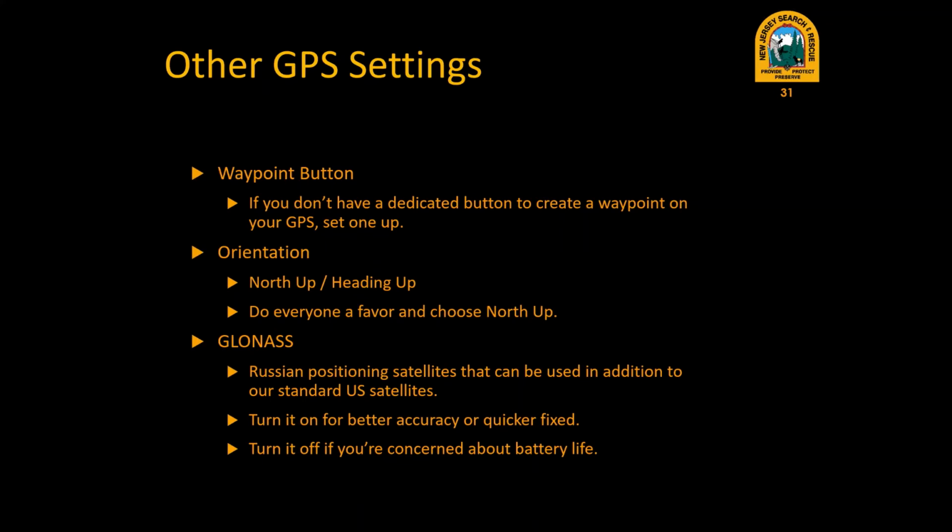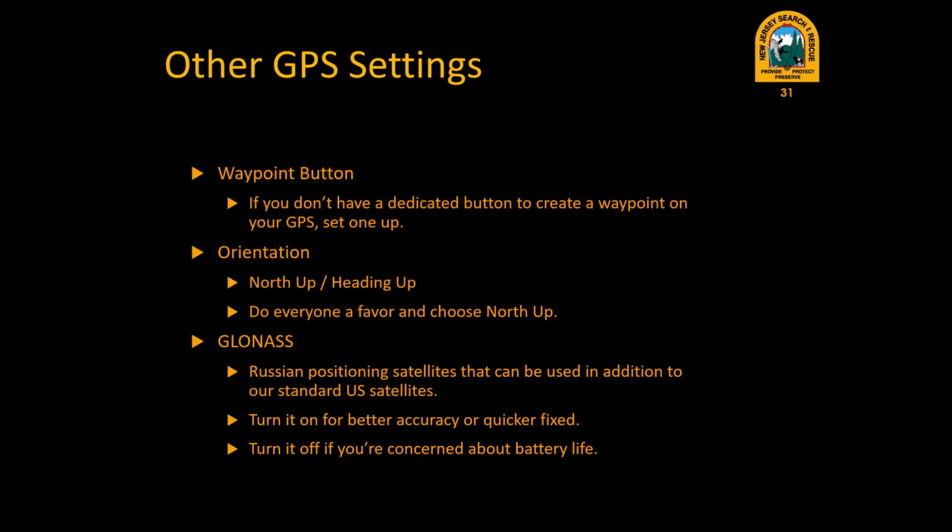There are a couple other things that you're going to need to be familiar with on your GPS device. The first is the waypoint button. Every GPS device should have a way to create a waypoint. Oftentimes, it's a dedicated button. Sometimes you have to go into a different menu, but you need to know how you create that. On most dedicated GPS devices, you'll have a button. And when you press that button, it will drop a waypoint at your current location.